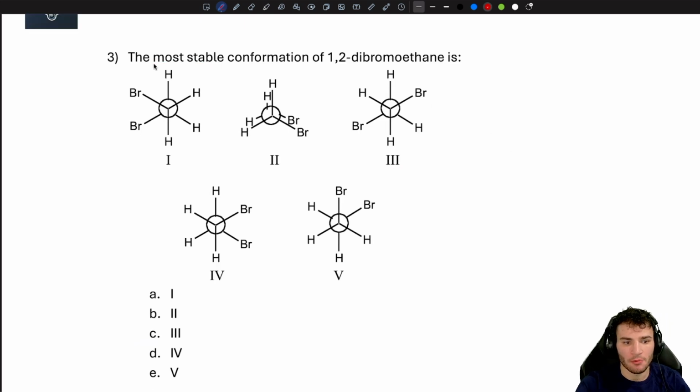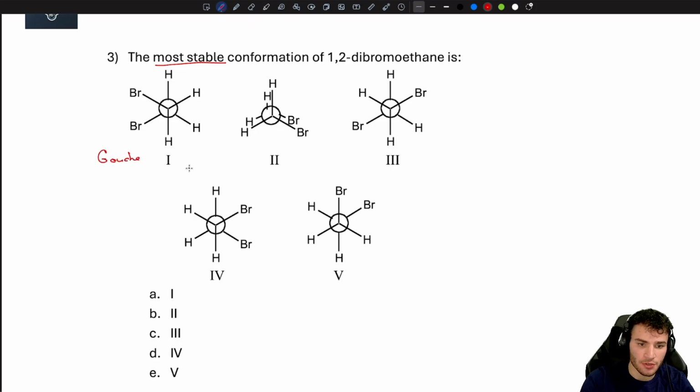In question 3, again, we're looking for the most stable, so we're probably going to be looking for a staggered conformation. In option 1, I see these two largest groups pretty close to each other, but not completely covering each other, which means this is gauche. In option 2, we have them covering each other, which means it is eclipsed. Question 3, they're as far away from each other as possible, which means they are staggered. And then the final 2, they are both gauche. And so the most stable conformation is going to be our staggered conformation.